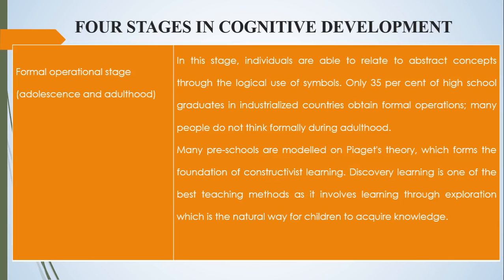The last one, formal operational stage, adolescence and adulthood. In this stage, individuals are able to relate to abstract concepts through the logical use of symbols. Only 35% of high school graduates in industrialized countries obtain formal operations. Many people do not think formally during childhood. So many preschools are modeled on Piaget's theory, which forms the foundation of constructivist learning. Discovery learning is one of the best teaching methods, as it involves learning through exploration, which is the natural way for children to acquire knowledge.